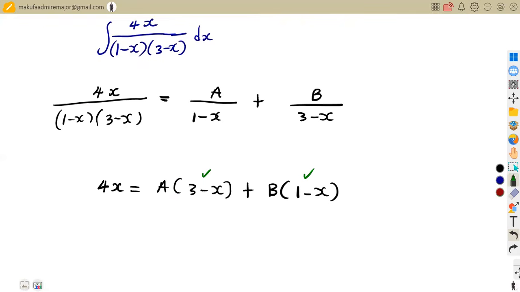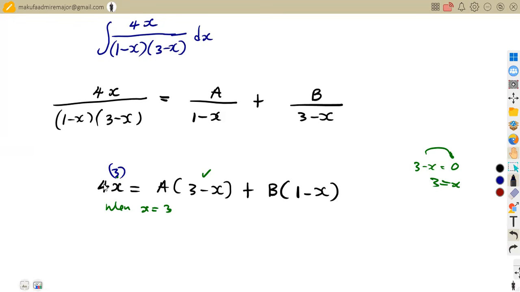So let us start with the first bracket. If we let 3 minus x be equal to 0, it means x at that moment must be equal to 3. That is, for this bracket to give us a 0, x must be equal to 3. So when x is equal to 3, in place of x here, we substitute a 3. Where there is x, you're going to have a 3.